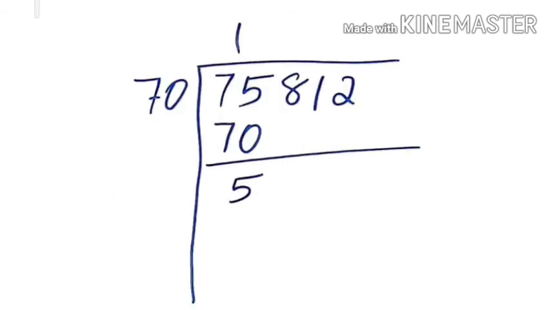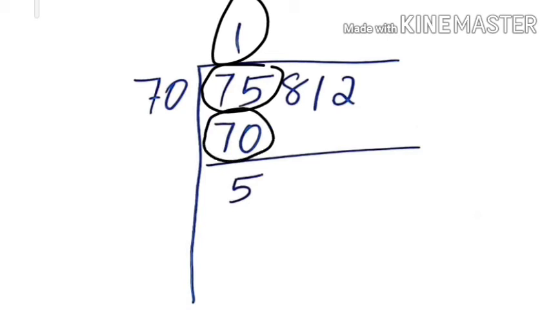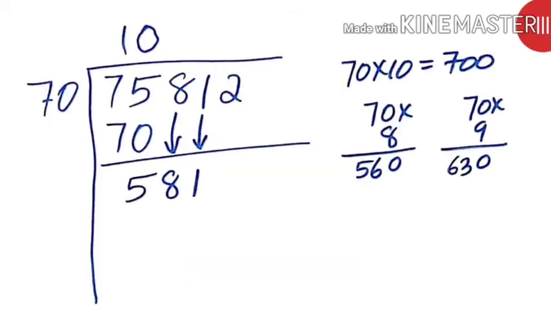Third example, 75,812 divided by 70. We know there is only one 70 in 75. So write 1 on the top. 1 into 70 is equal to 70. Now 75 minus 70 is 5. Now bring this 8 down. That is, now it's 58.